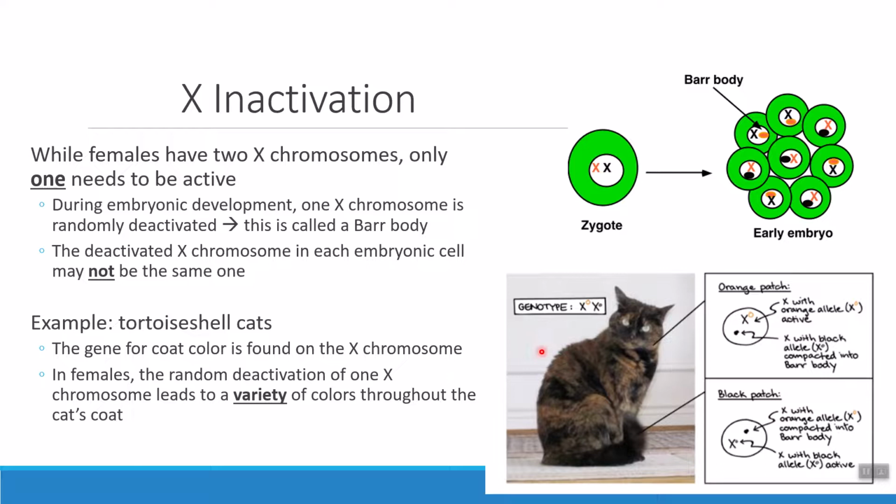Now keep in mind, we will only ever make a bar body in female offspring. Remember that male offspring only have one X chromosome. We will not turn off their one X chromosome. So X inactivation only happens in females because females have two X chromosomes.